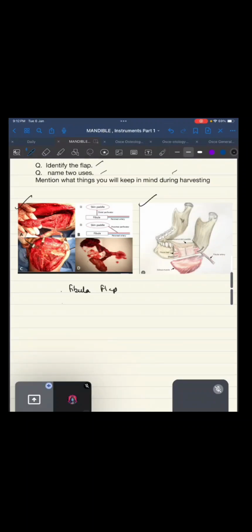Uses, we all remember that it can be used in mandibular reconstruction, maxillary reconstruction, oral cavity reconstruction. And what we should keep in mind during harvesting is that distally around 6 centimeters of fibula should remain, because of this, ankle stability is preserved.